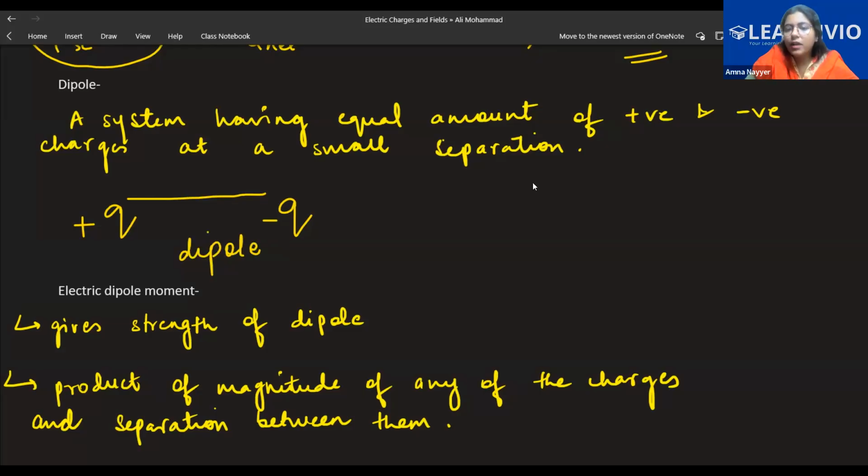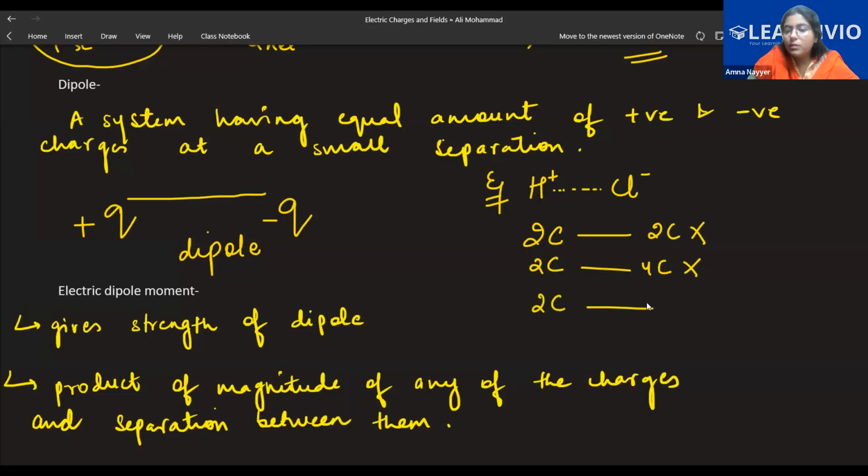Like you have H plus ions associated with Cl minus chloride ions in the HCl molecule, this also forms a dipole, since the magnitude of the charge is the same. So magnitude also has to be the same. I cannot take 2 coulomb with 2 coulomb, this won't make a dipole. I cannot take 2 coulomb with 4 coulomb, this won't make a dipole. For 2 coulomb, I would need minus 2 coulomb only. This will form a dipole. So first is identifying the dipole. Next, what is the dipole moment?